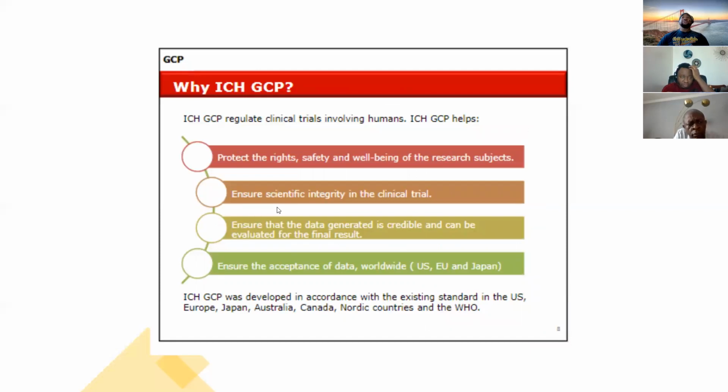Why ICH GCP? ICH GCP regulates clinical trials involving human subjects. ICH helps to protect the rights, safety, and well-being of research subjects, ensures scientific integrity in clinical trials, ensures that the data generated is credible and is being evaluated for the final results, and ensures the acceptance of data worldwide, which means that data provided to the FDA can also be applicable in the European Union and Japan.